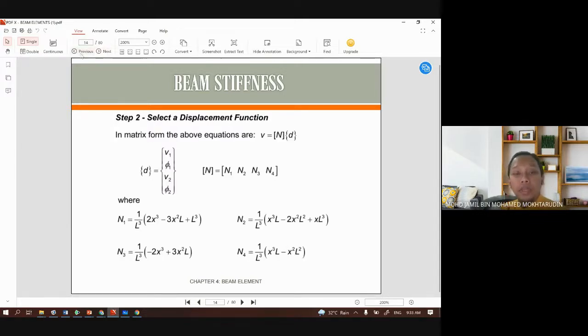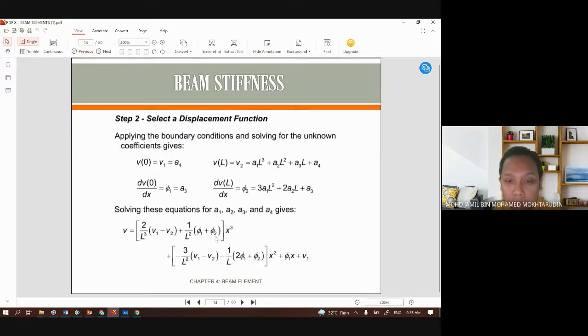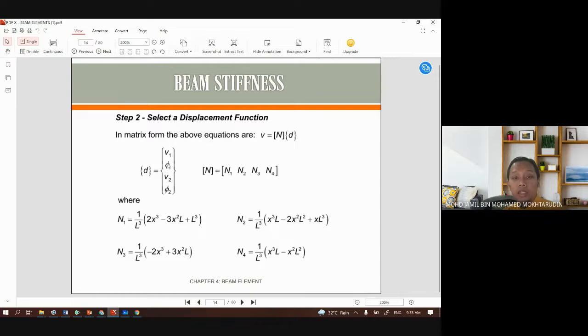Okay, so we can express our displacement in terms of matrix. We can do this similar to F equals K times D. But now we express the displacement equals N times D. So D is the degree of freedom. So this is our V. So we can express it in N times D. So we get the D, V1, phi1, V2, phi2.